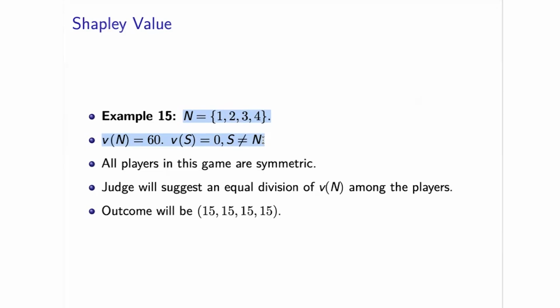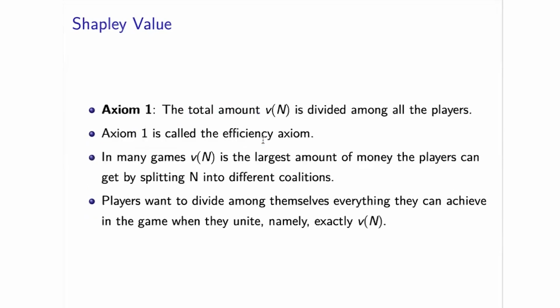So this actually suggests our first two axioms that we are going to use to think about Shapley value. The first axiom says that the total amount V(N), the value of the coalition when all the players are in the coalition, is going to be divided among all the players. And this axiom also has another name, the efficiency axiom.